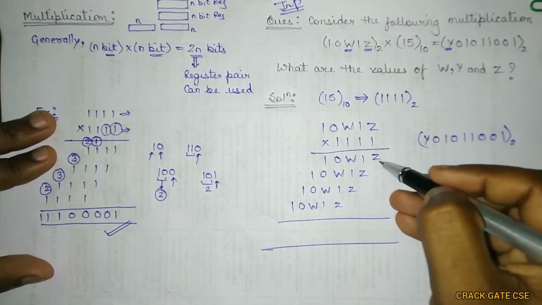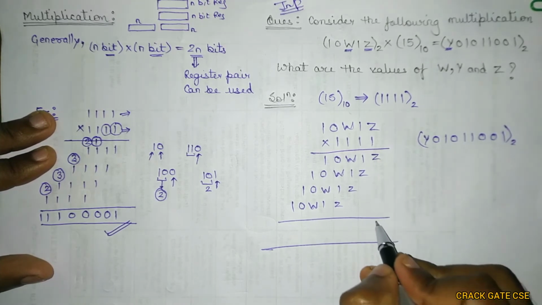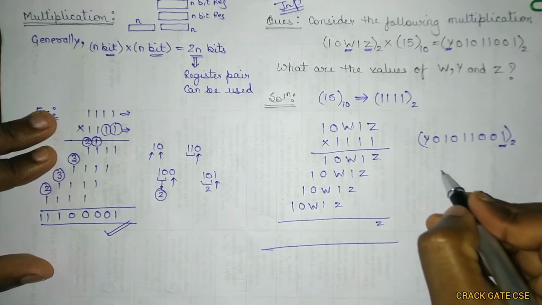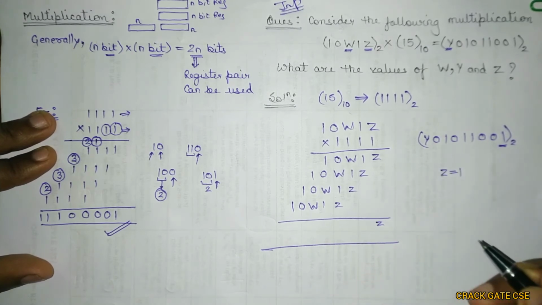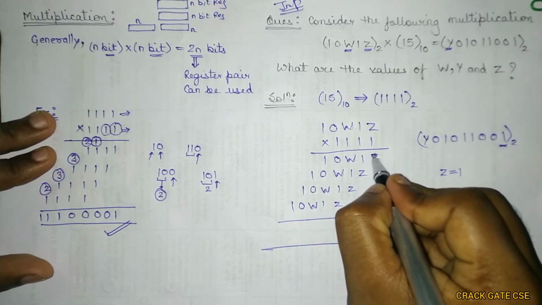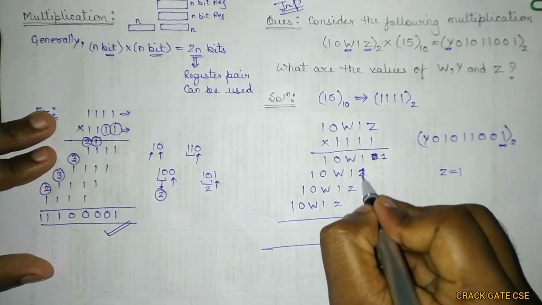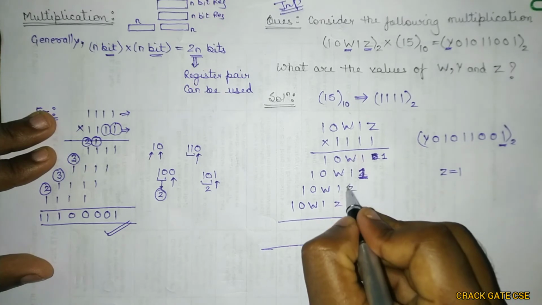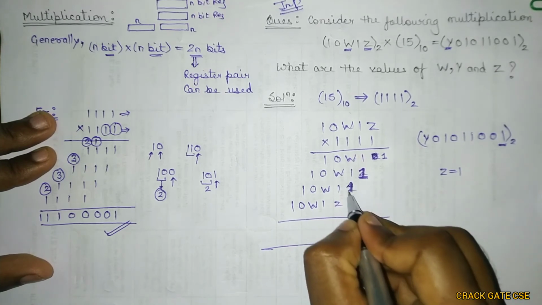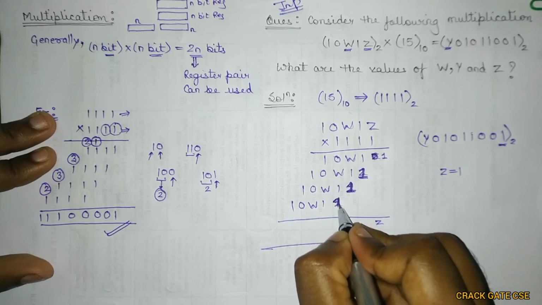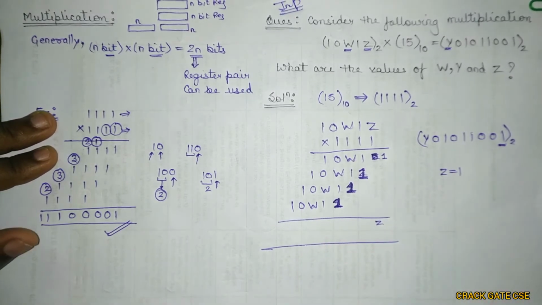Now see, here I am having z, so see this z should be here, and here the first bit is 1, here this is z, that means we can say that z is equals to 1. So instead of z I will be writing 1 at this z place, right? So just let me write 1 at the z place. So this will help you in further computation.